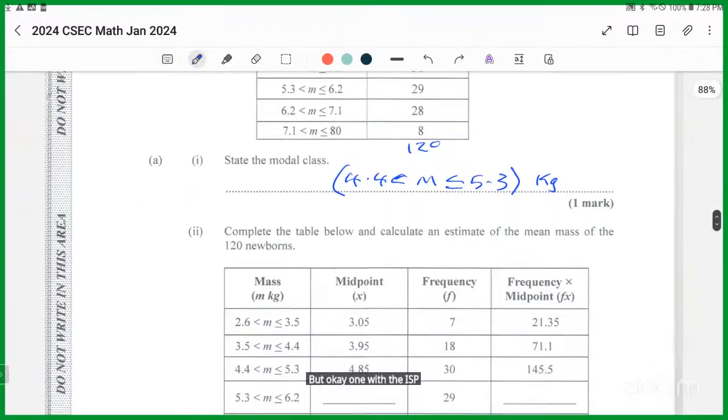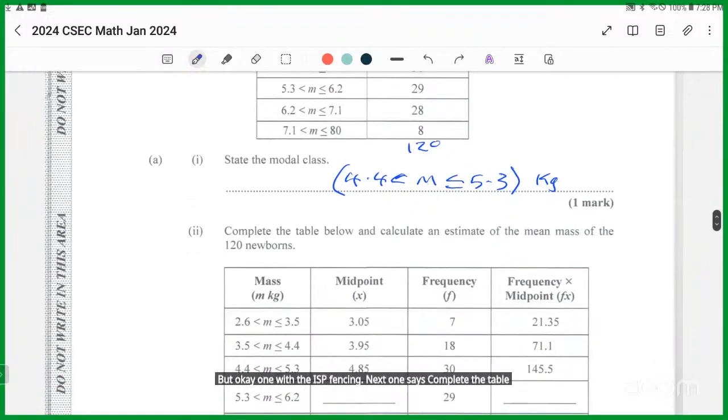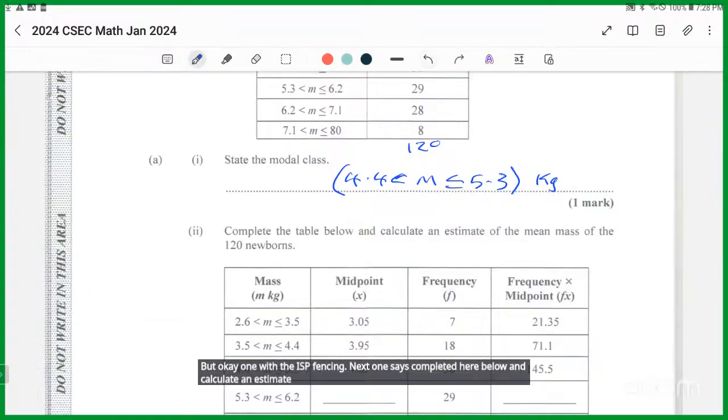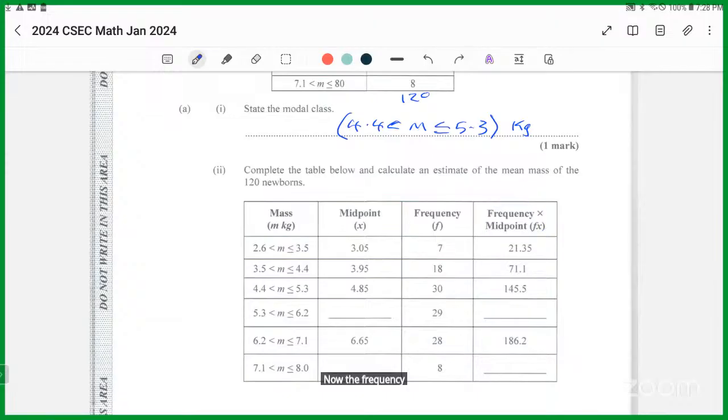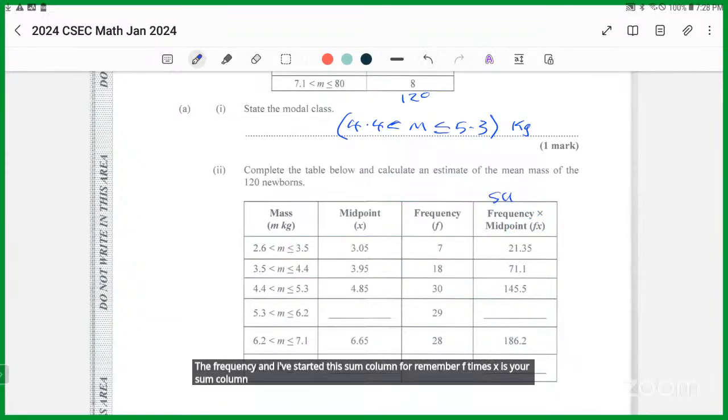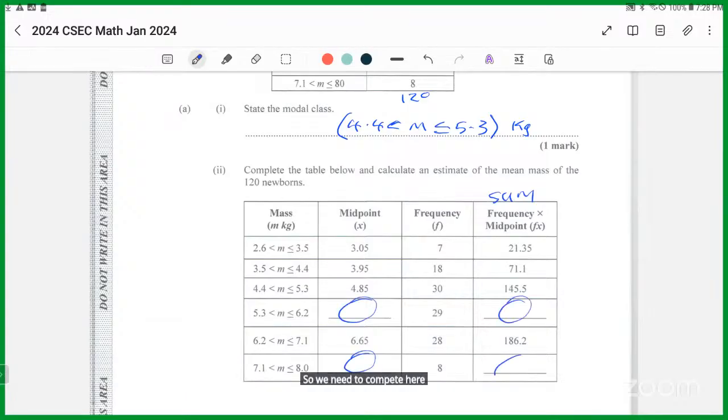Next one says, complete the table below and calculate an estimate of the mean of the 120. They have started it for us. They have put in the midpoint, which we need to represent the groups when we calculate the estimated mean, the frequency, and they have started the sum column. Remember, F times X is your sum column. This is your way of getting an estimate of the sum of the mass of all the students. So we need to complete here and here and here and there.